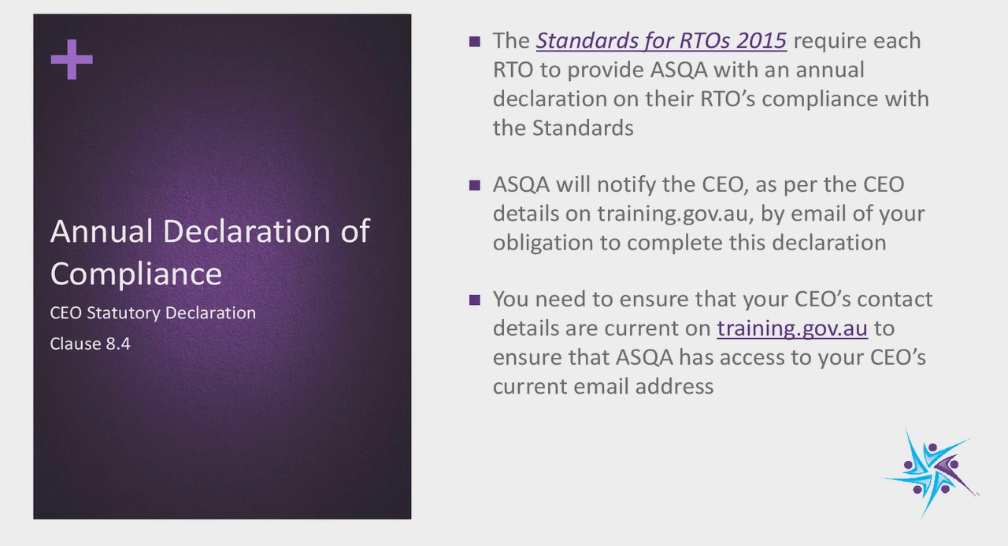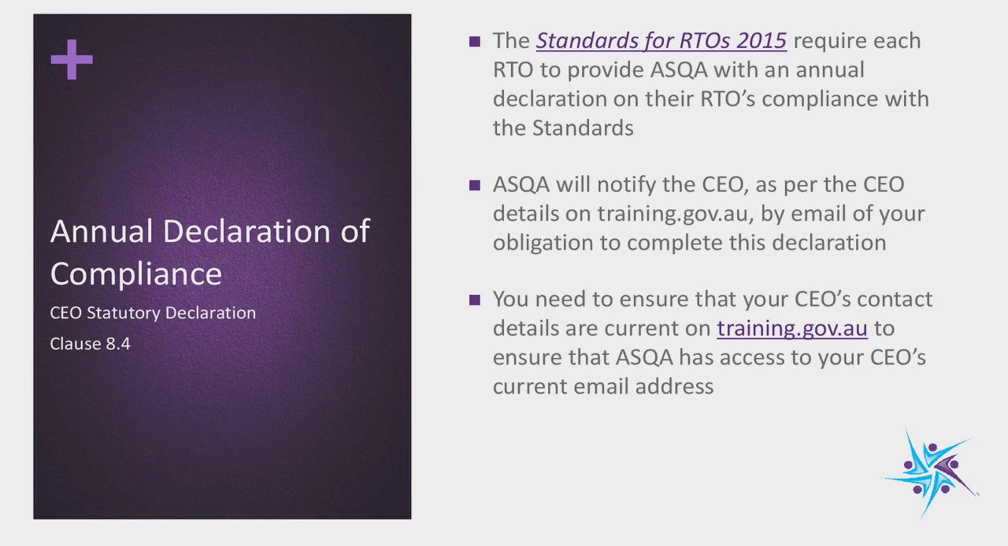The idea is that you should be giving at least once a year a review of everything that you're doing within your organisation and do a check to see if you are complying with each standard within the standards for RTOs. ASQA will notify the CEO, as per the CEO details on training.gov.au, by email of your obligation to complete this declaration.